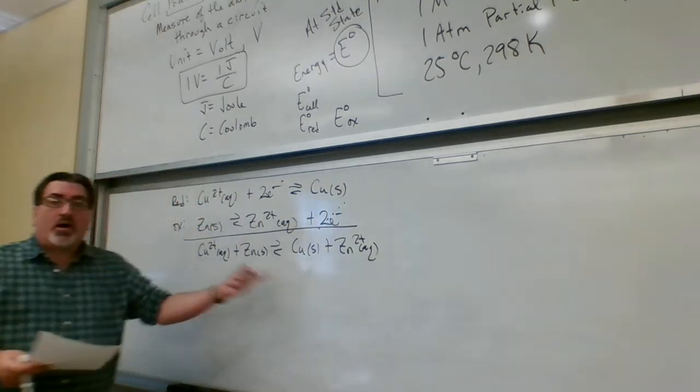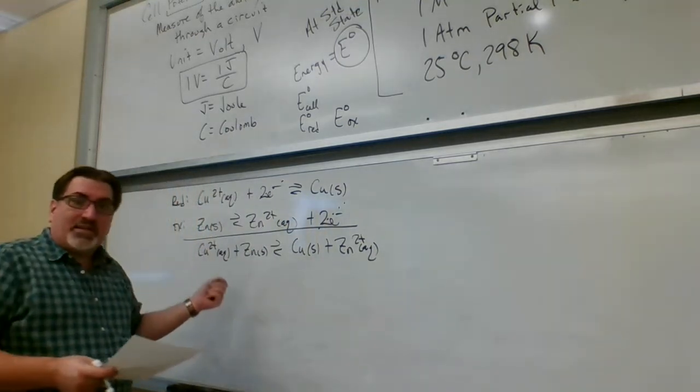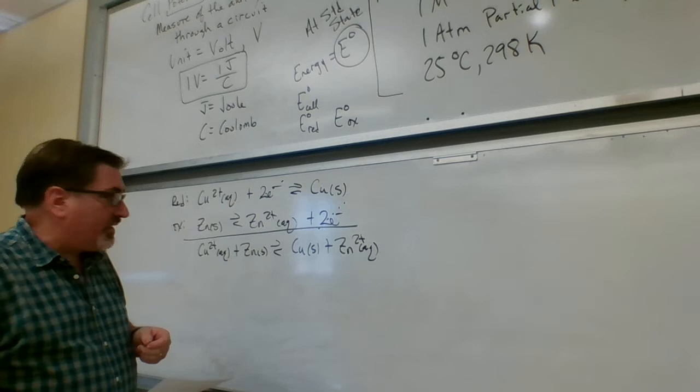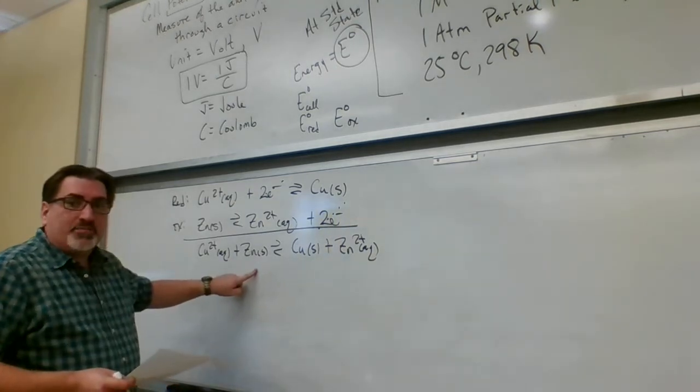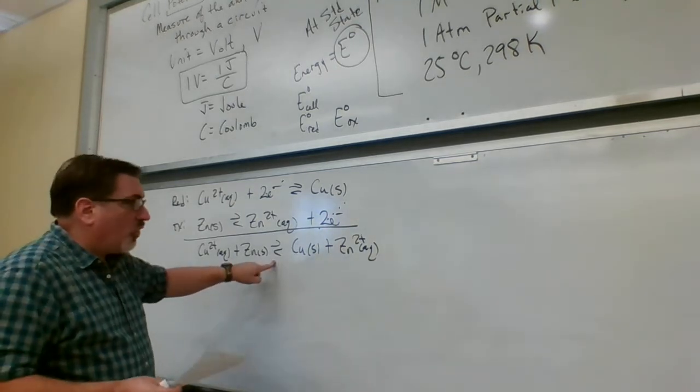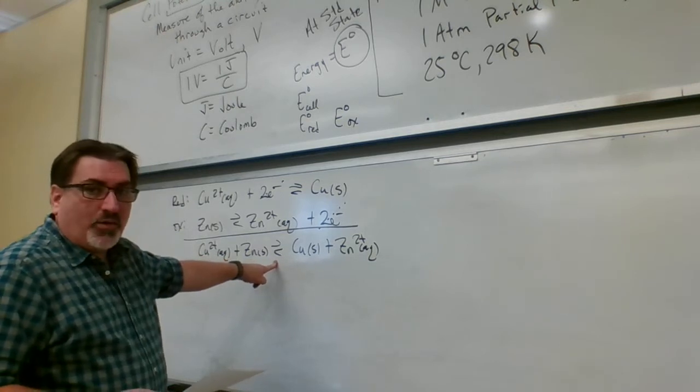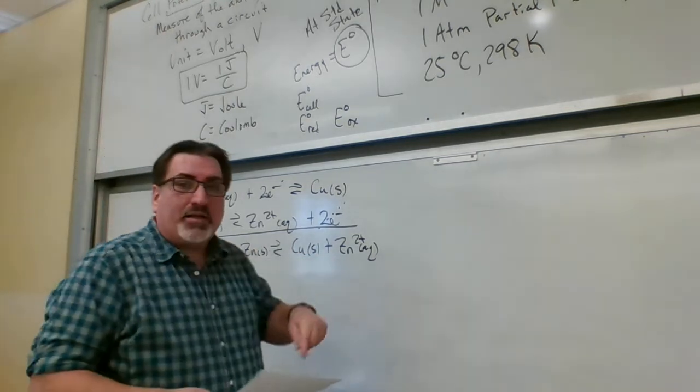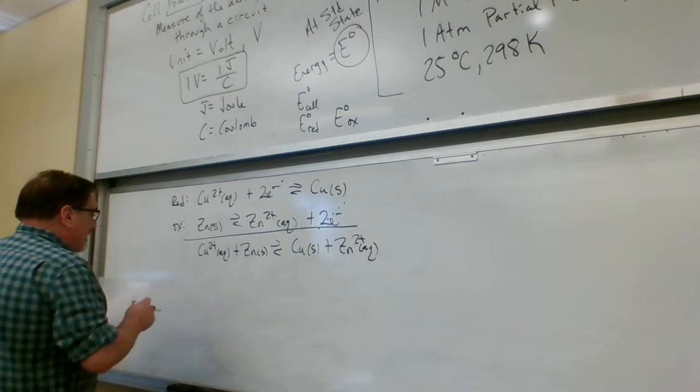So that's usually part of the problem. A lot of problems you get are balance the equation and calculate E0 for the cell. So the balancing the equation part we did. This is our overall balanced electrochemical equation. Now we want to calculate E0 for the cell.